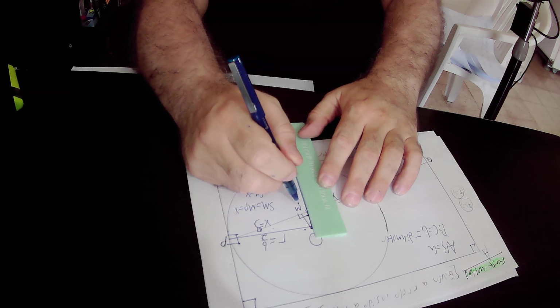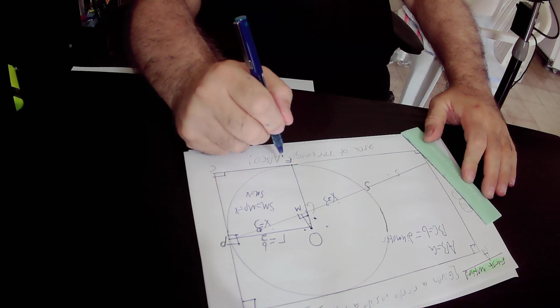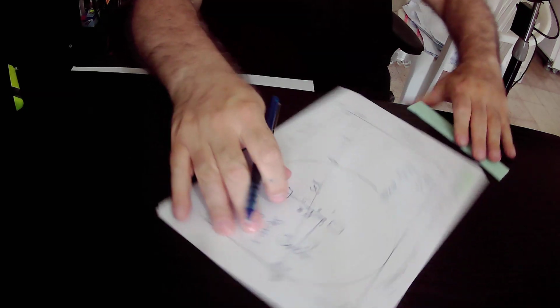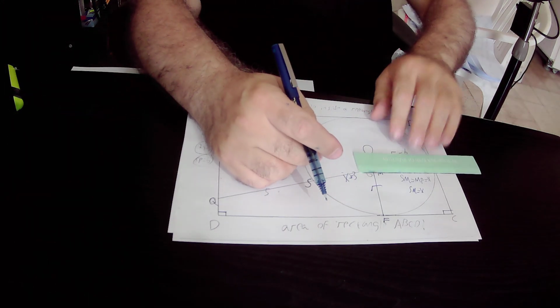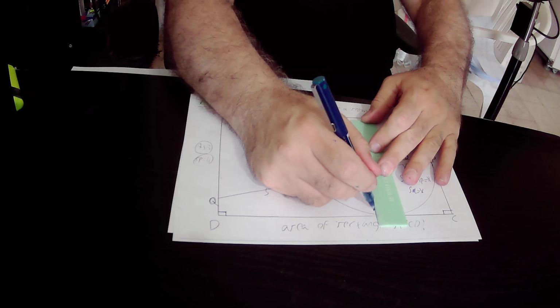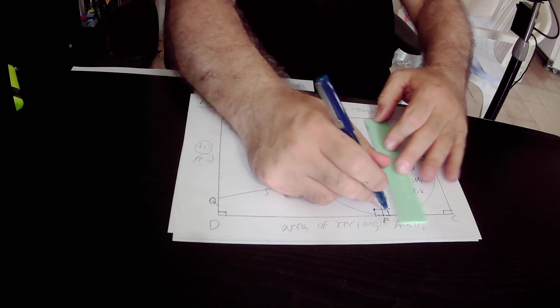Point O is the center of the circle, point F is the point of the circle itself, therefore OF is the radius of the circle, that is equal to R. Here we have the radius OF that is perpendicular to the tangent, therefore according to rule number 1, this angle equals 90 degrees and this angle also equals 90 degrees.